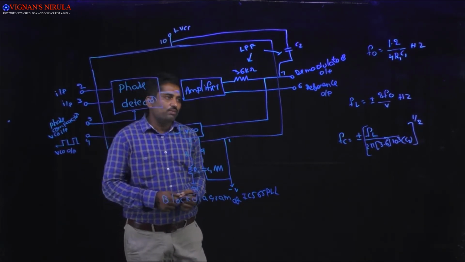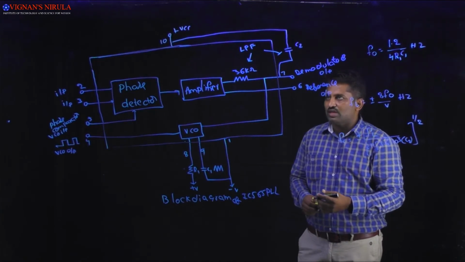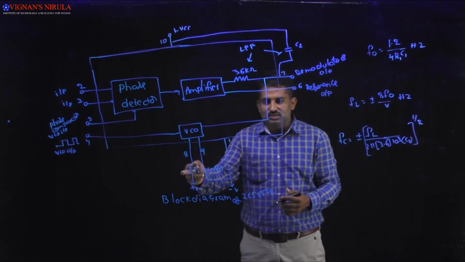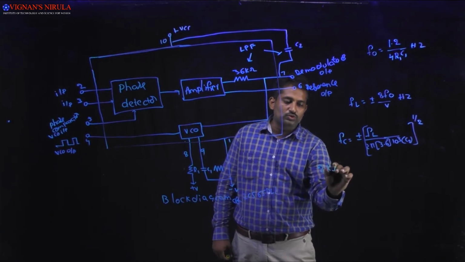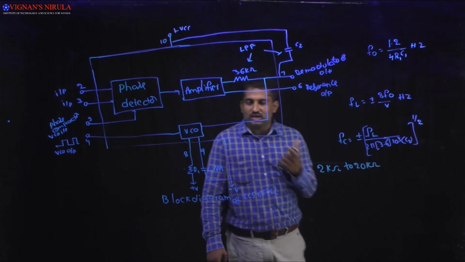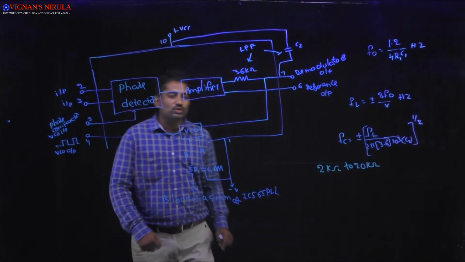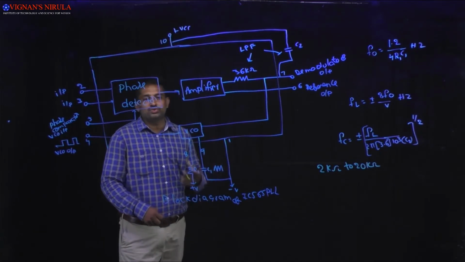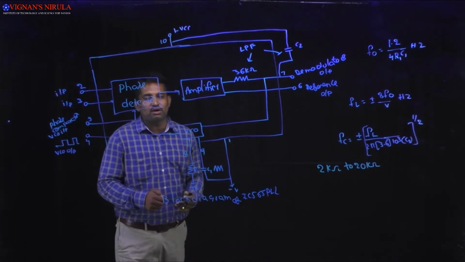And one more thing you have to remember in this case is that R1 is limited to a range, that is 2 kilo ohms to 20 kilo ohms. Always you have to choose the resistor R1 value in between 2 kilo ohms to 20 kilo ohms, and you can choose C1 to be any value, no problem about the value of C1.